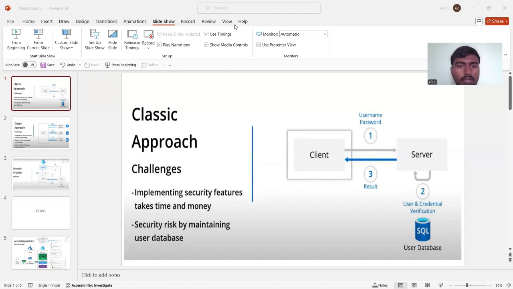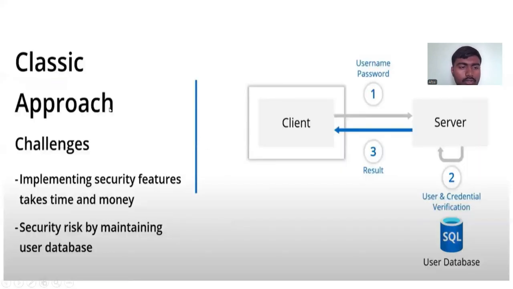So let's talk about how the initial approach works and how Microsoft Azure Active Directory works. The classical approach for authentication is like this. Initially, a client makes a request and sends the username and password to the server. The server goes to the database, fetches the credentials, and verifies them. Once the credentials are verified, it gives the result.